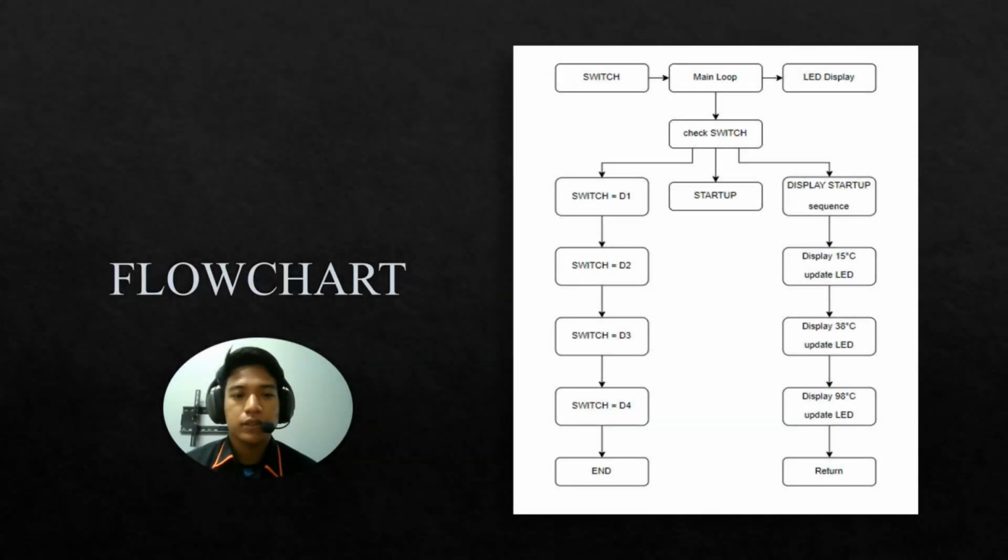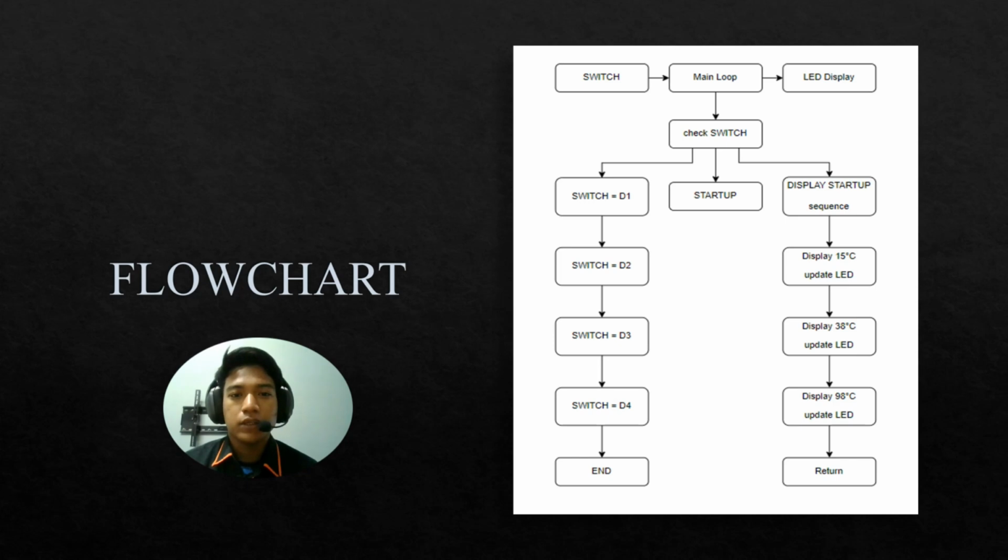Next, this is our flowchart. If you can see, it is a flowchart that controls an LED display based on user input from 4 switches. These are switches D1, D2, D3, D4. The flowchart refers to the switches as D1, D2, D3, and D4. As I said before, the system begins by checking the state of switch D1. If D1 is pressed, a display startup sequence is initiated.